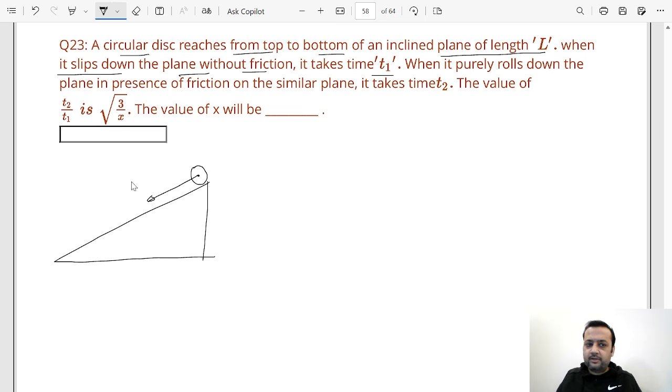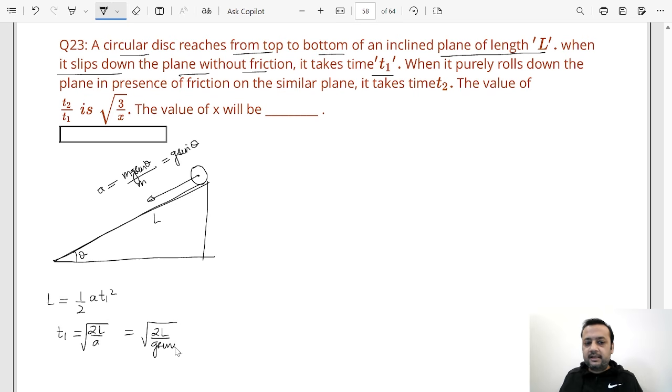And you can see that the force along the inclined plane is mg sine theta. This is the only force, right? Which means acceleration will be force upon mass, that means g sine theta. So if L is the length of the inclined plane, in how much time will it reach? Basically we can say that L is equal to half into acceleration into t1 square. So t1 becomes under root of 2L by a, and a is g sine theta, so t1 is under root of 2L by g sine theta.